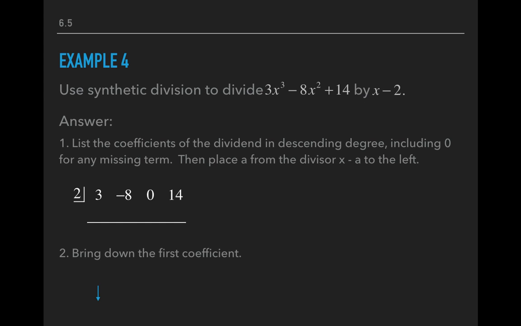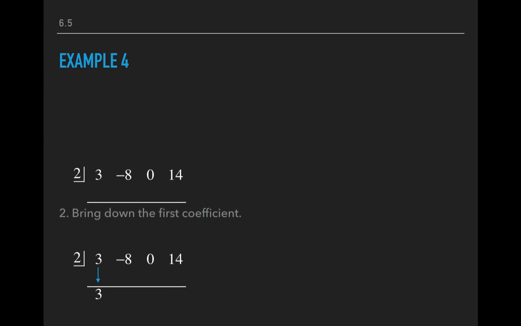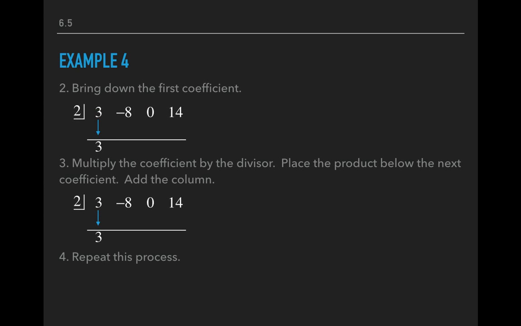Now step 2, bring down that first coefficient. That's 3, bring it down below that bar. Now turn the page. We're going to multiply that coefficient, the 3, by your divisor. Your divisor is 2, what's inside that little box. We place this product below our next coefficient. 2 times 3 is 6. We place it below our next coefficient, which is -8, and then add that column. -8 plus 6 is -2.